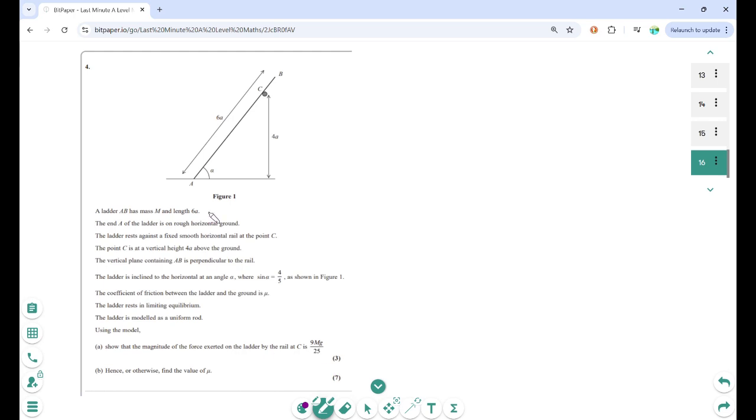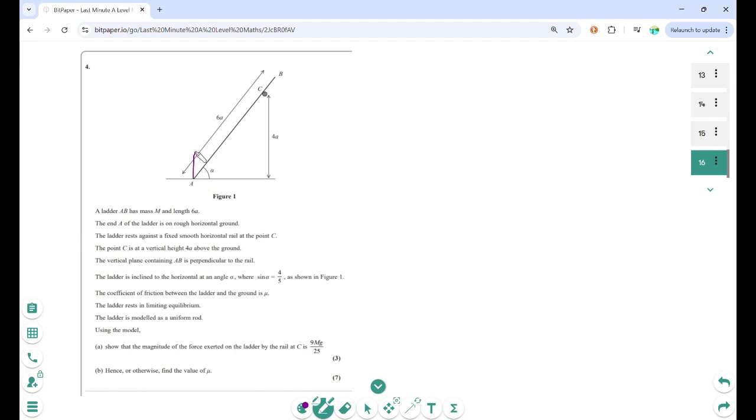Here we've got the dreaded ladder question from A-level mechanics. So let's have a look at this. The start of these questions, you always want to do the same thing: draw all your forces on the diagram. First things first, reaction forces. Anywhere your plank is leaning on a surface or on any kind of object, you need a reaction force.